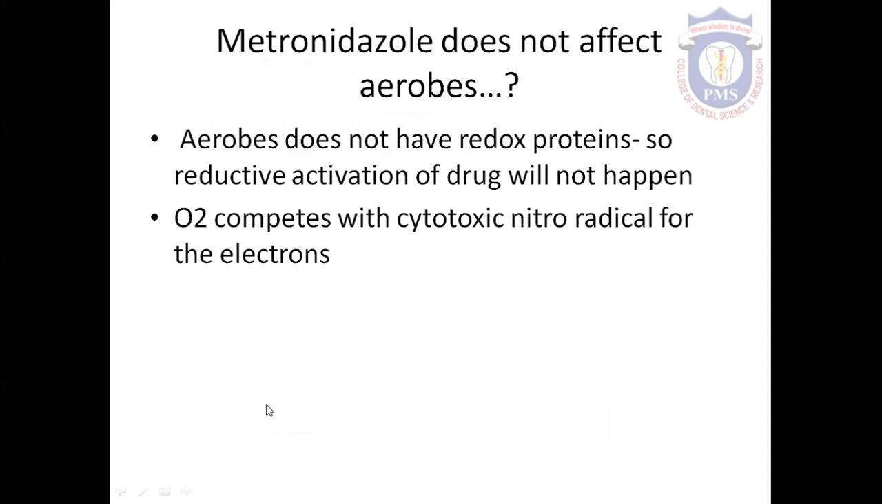So why does metronidazole not affect the aerobes? The aerobes do not have the redox proteins, so the reductive activation of metronidazole will not occur. Also, the oxygen competes with the cytotoxic nitro radical for the electrons. So it is ineffective in case of aerobic organisms.